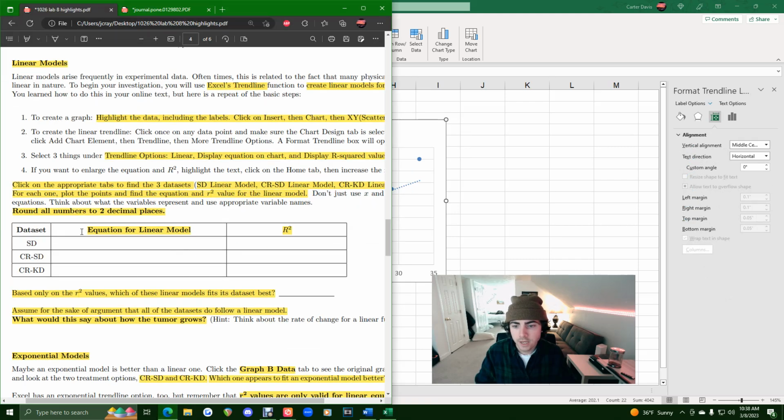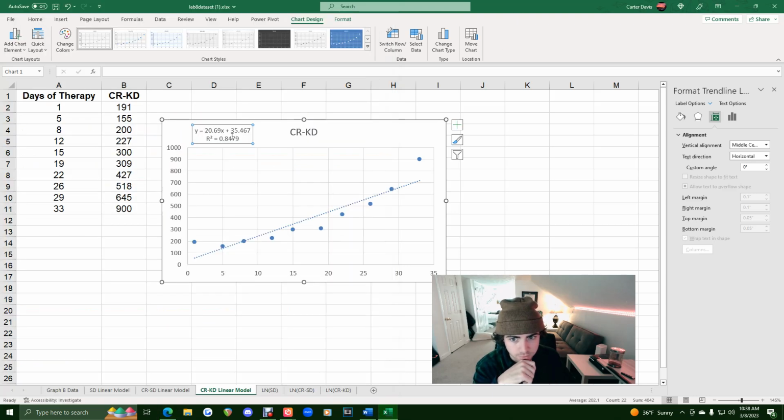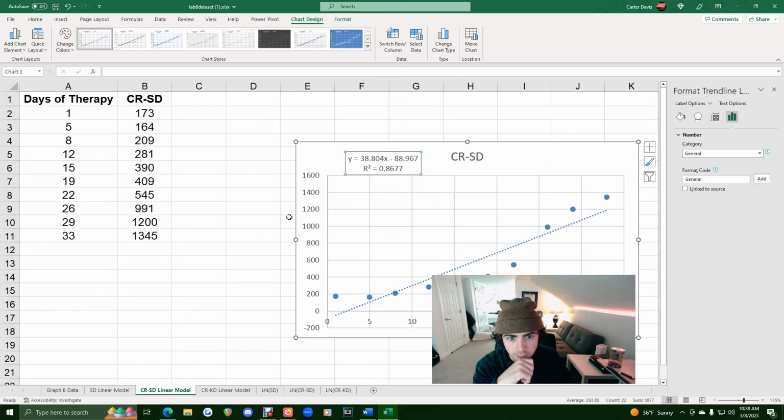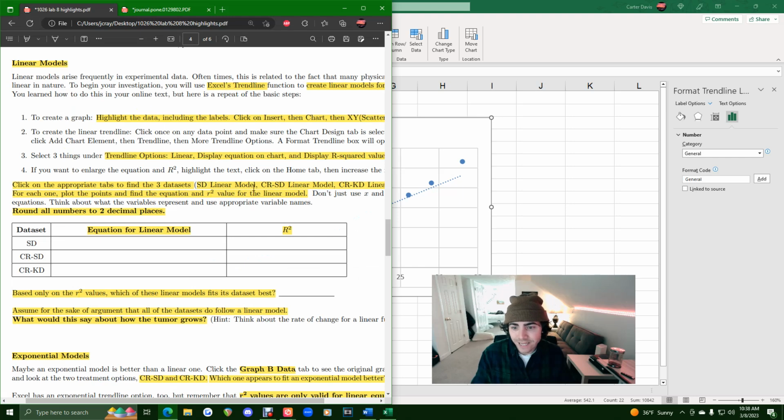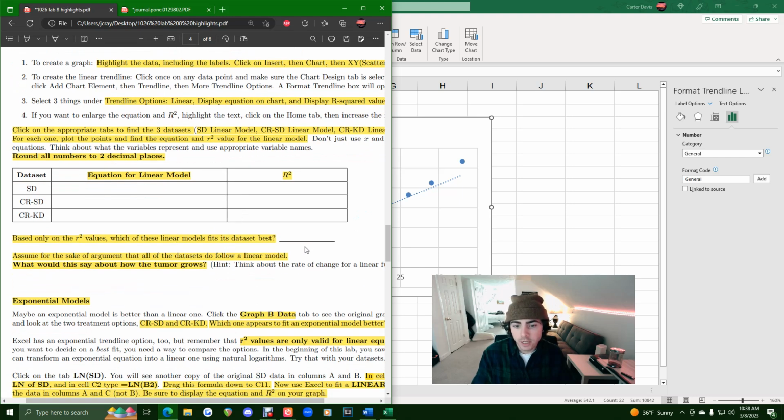Okay, so now with those 3 equations and R squared values, they say based only on the R squared values, which of the linear models fits its data set best. So we're looking for the R squared value, remember, that is closest to 1. So this one's 0.85, this one is 0.87, and this one is 0.92. So 0.92 is the closest to 1. So SD, the standard diet, would be the linear model that best fits the data set.